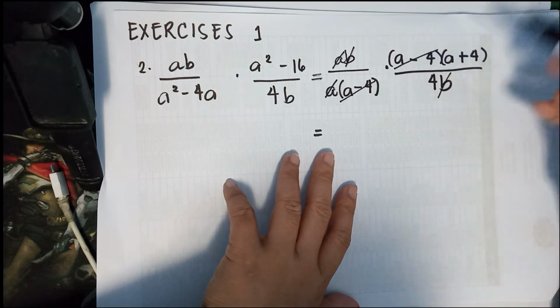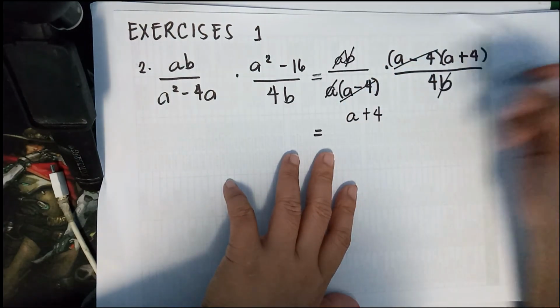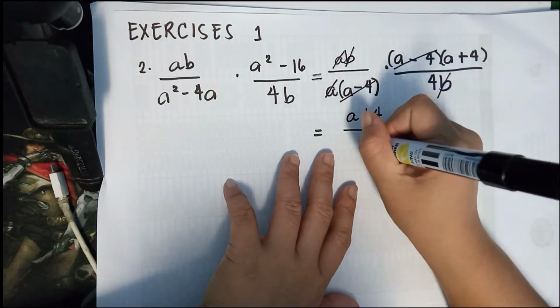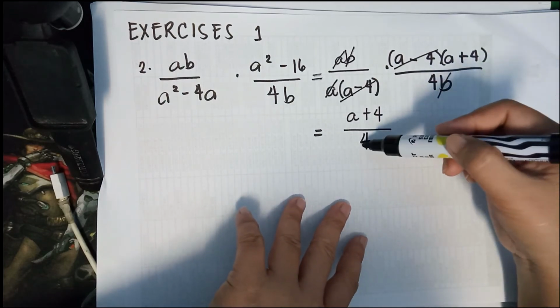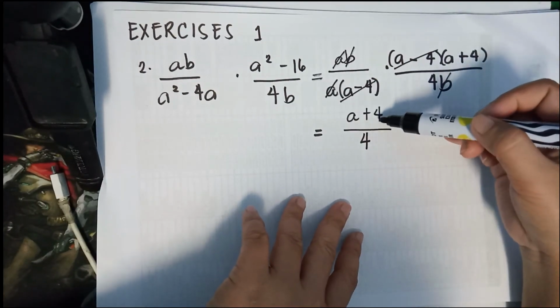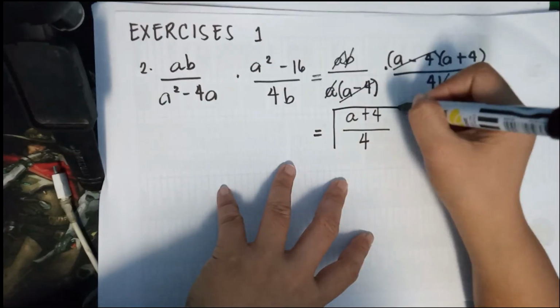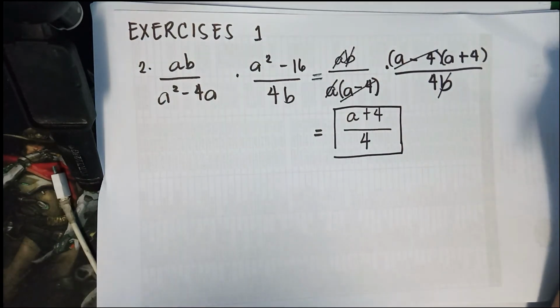And just copy the remaining terms. Numerator, we have a plus 4. And denominator, that is 4. Again, we cannot cancel out 4 and 4 because a plus 4 is a binomial and 4 is a monomial. Then our final answer is a plus 4 over 4.